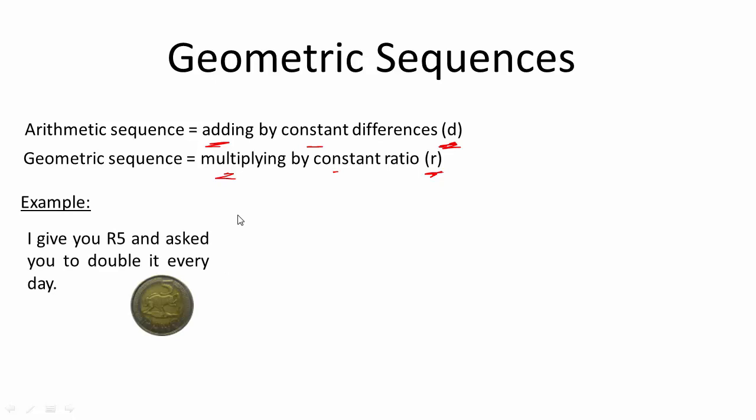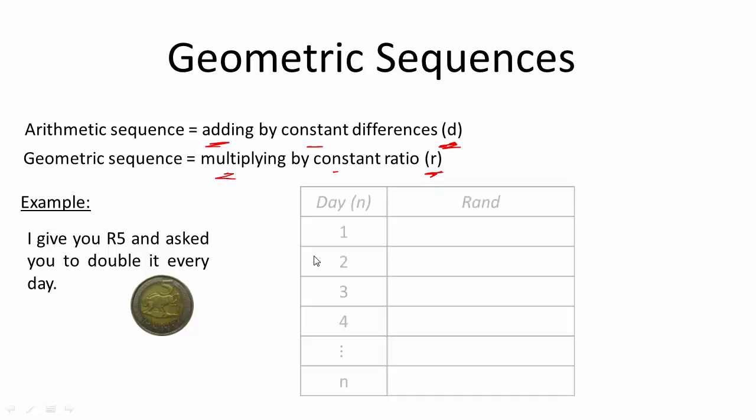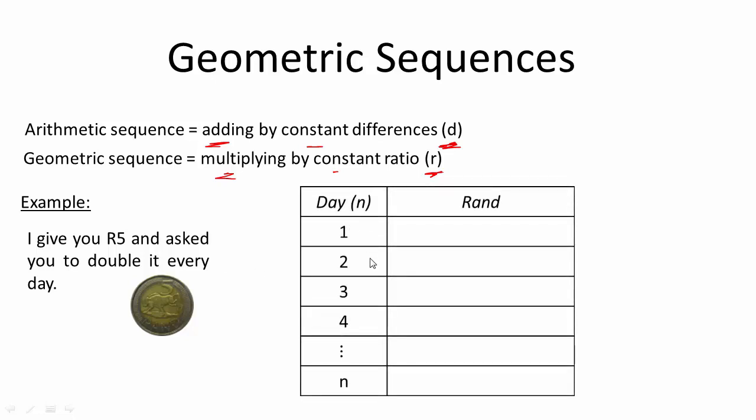Let's do an example. It always helps to understand these things better. I'll give you 5 rand and I'll ask you to double it every day. How will this look? I say day 1, 2, 3 to n down the left hand side. On the first day we'll have 5 rand. On the second day we'll have 10 rand, and 10 rand is the same as 5 times 2, which is the same as 5 times 2 to the power of 1, because we know that 2 to the power of 1 is equal to 2.